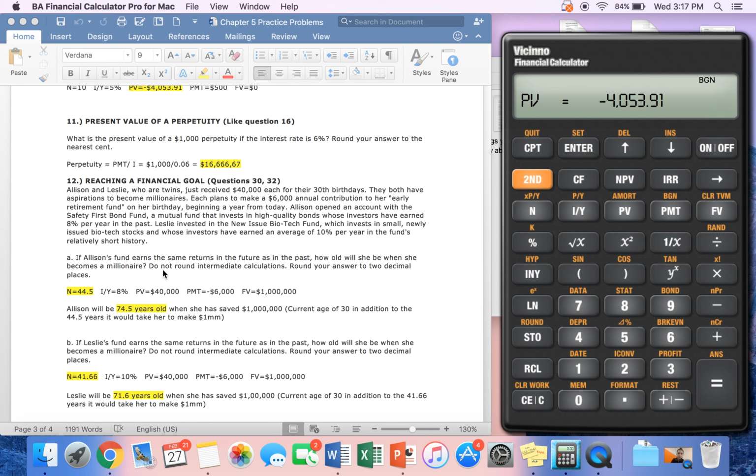It says, what is the present value of a $1,000 perpetuity if the interest rate is 6%? So we take our payment, the $1,000, and we divide it by our interest of 6%. And it tells us that the present value of this perpetuity is $16,000 roughly. Okay, so it's a super straightforward question, and it gets a lot of people tripped up.